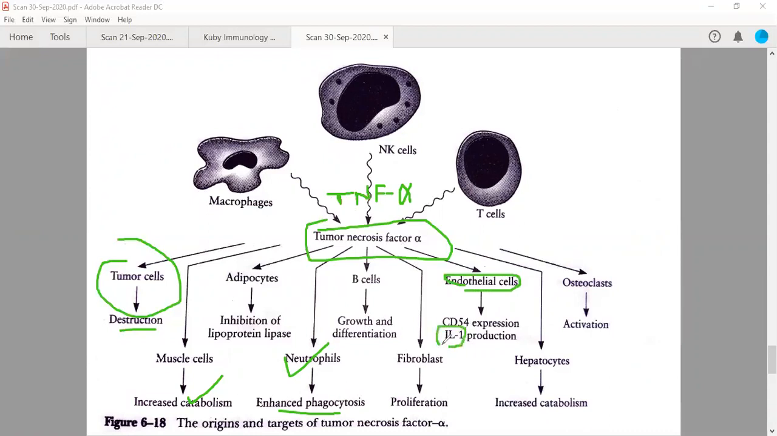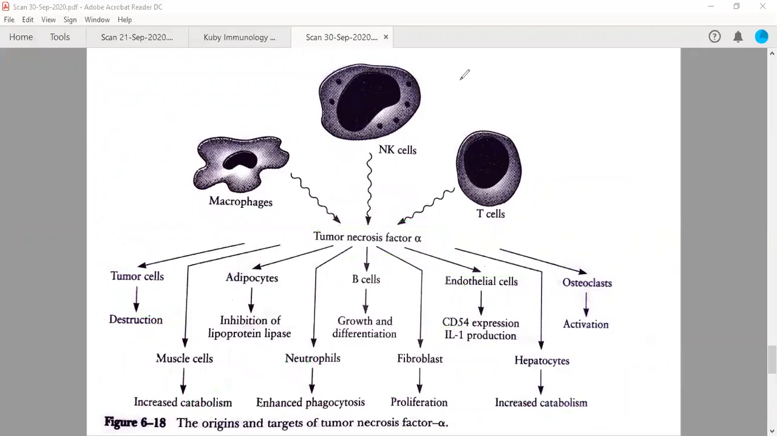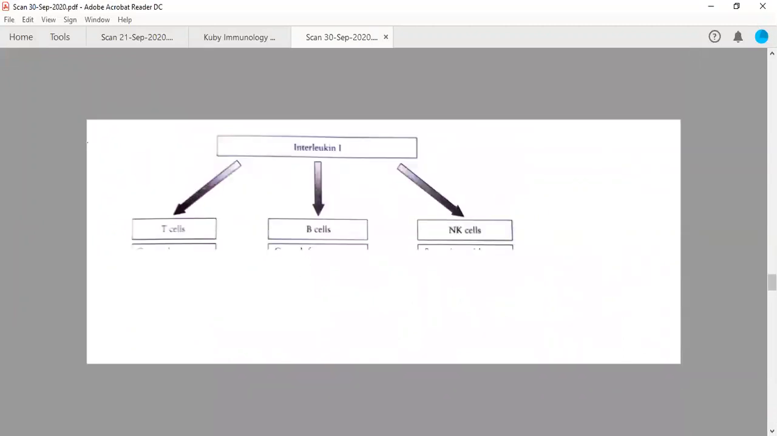And as I showed you in the previous diagram, this interleukin 1 will have various kinds of effects, right? It will increase the catabolism in hepatocytes or liver cells. In osteoclasts, which are macrophages present in the bones, it will allow their activation. So once this interleukin 1 is produced again from the endothelial cell in response to tumor necrosis factor alpha, what can happen? Again, the same, everything can happen that we have covered in this particular diagram.